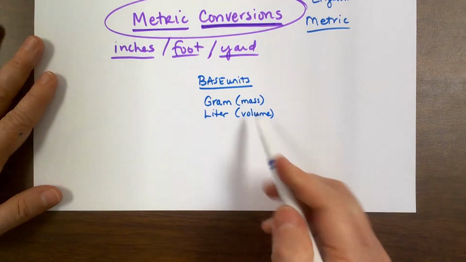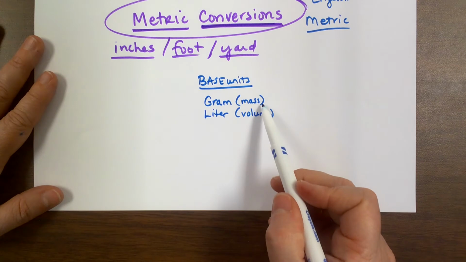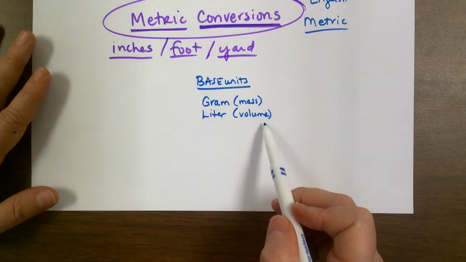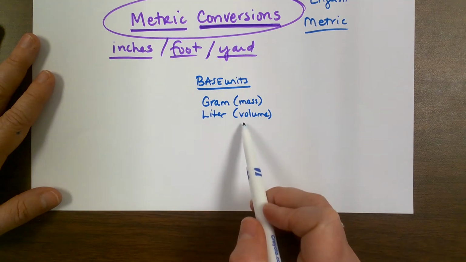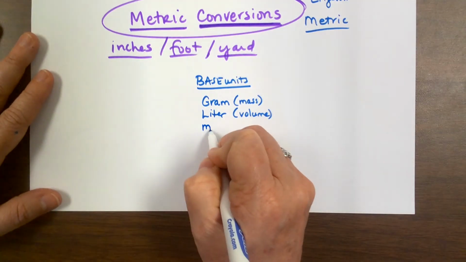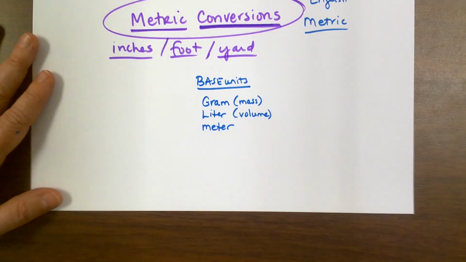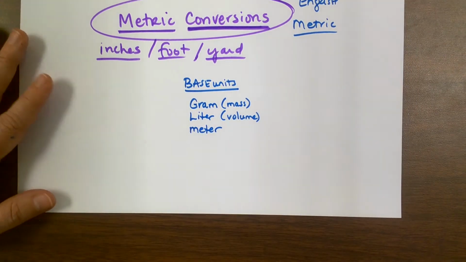Okay, and for the mass, we would use a triple beam balance or an electronic scale. For volume, we could use a ruler and do the 3 dimensions, or we could use a graduated cylinder. So we got gram, liter, and then meter. Okay, so those are our 3 base units.